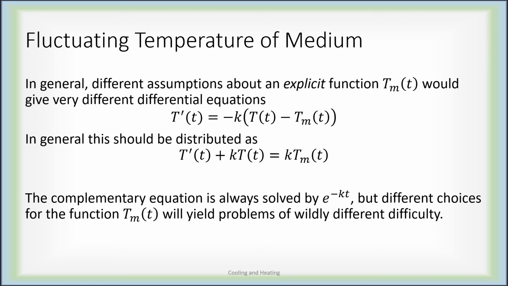Now the complementary equation, where you replace that forcing function with 0, is always going to be solved by e to the minus kt. And recall, in our previous solutions, we kept getting an e to the minus kt in our solutions. That's because it is the solution to the complementary equation we get here, where you replace this forcing function with just a 0. But if I change that forcing function and I put it back in to find a particular solution to the inhomogeneous equation, it's very much going to depend on what I make T sub m equal to. If I replace it with something constant, then finding a single solution to the inhomogeneous equation isn't very hard. But if I replace it with a very complicated function, the problem might get very difficult.